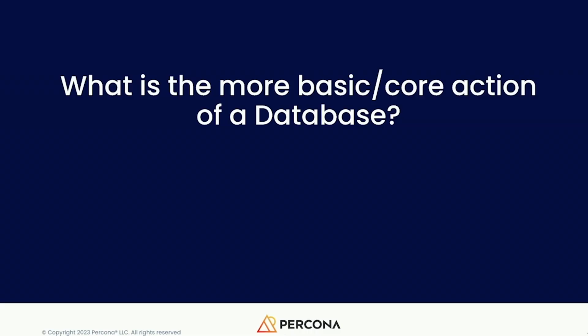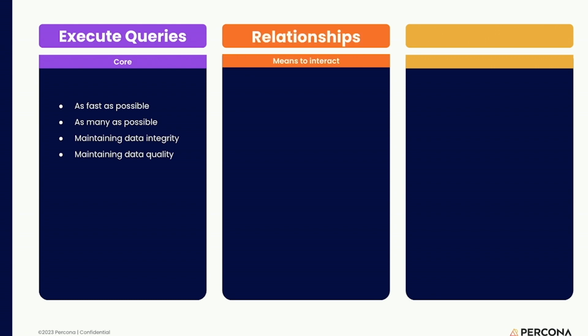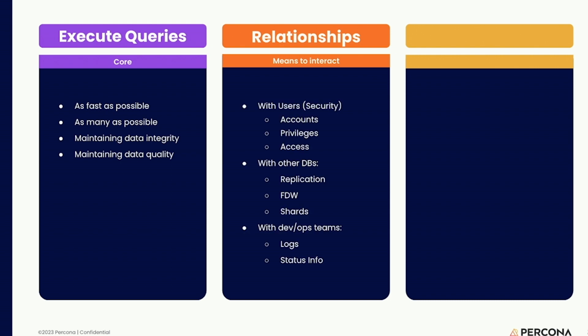So when we tackle this issue, we tend to make a classification of the three main tasks that the database has to do, because it's not only just executing queries. That's just the core, right? The core is to execute queries as fast as possible, as many as possible, and maintain data integrity and data quality. Then there you have the relationships. That's another thing that the database needs to take care of. That means to interact with users.